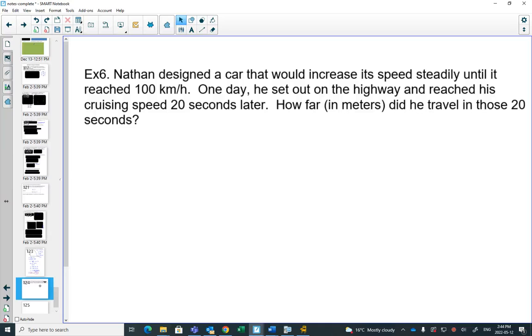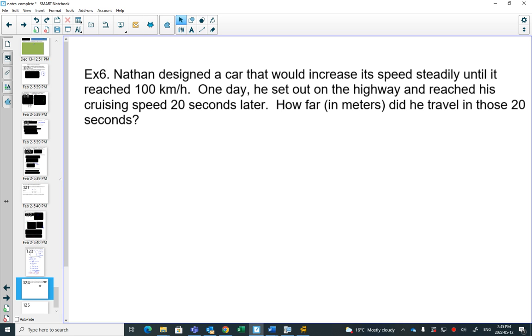And then if you had that, you could name your car like Alexa, and you get into your vehicle and say, Alexa, reach 100 kilometers per hour. And it would automatically accelerate to that speed at the best fuel consumption as possible. But in this case, Nathan designed it so it has a constant acceleration. So one day he turned onto the highway and hit the button, and off he went. And he got to 100 kilometers per hour in 20 seconds. How far did he go in those 20 seconds?